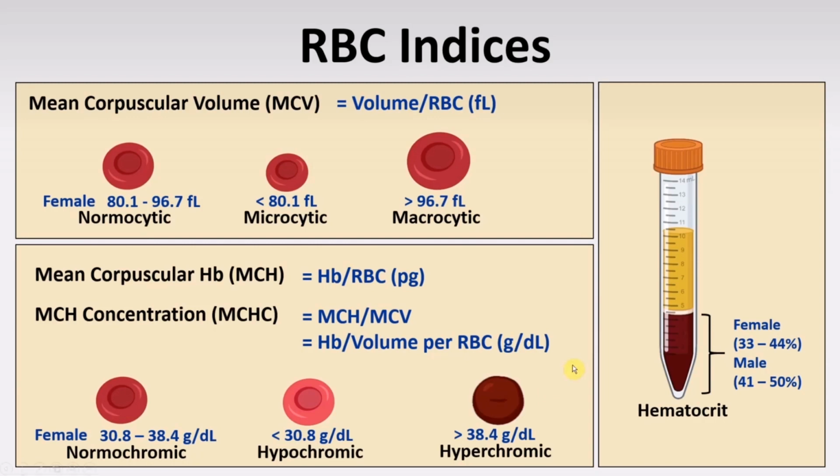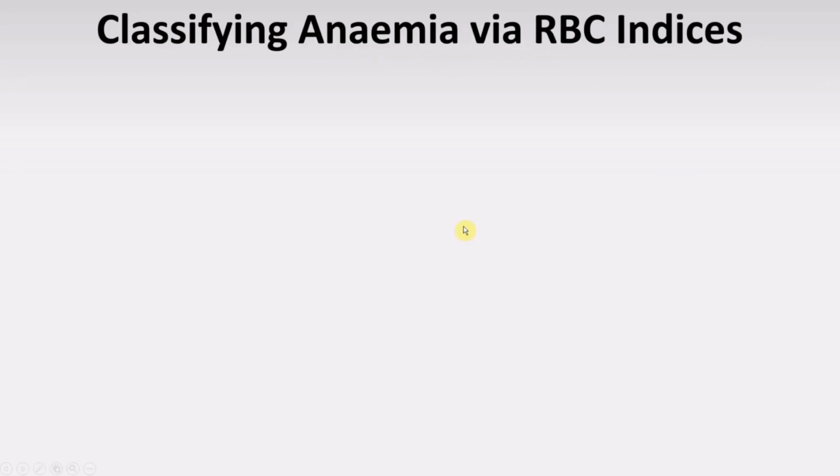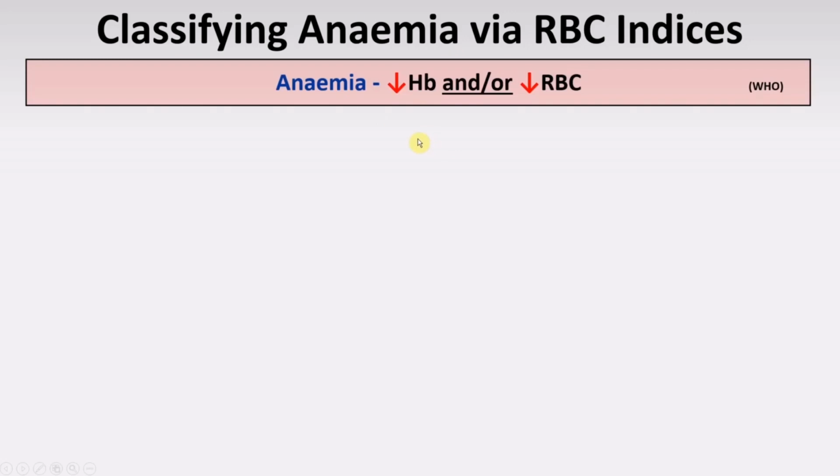Alright, so now that you have learned all the red blood cell indices and what they actually mean, we're going to look at how we actually make sense of these red blood cell indices that we have discussed. Essentially, your red blood cell indices are the ones that provide you with initial hints on the cause of anemia. So in order for us to know how to find out the cause of anemia, the first thing we need to know is what exactly is anemia, right?